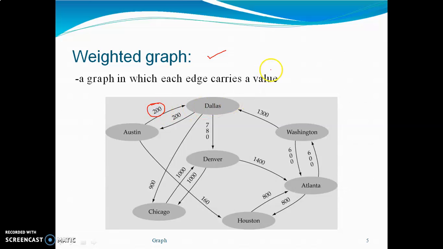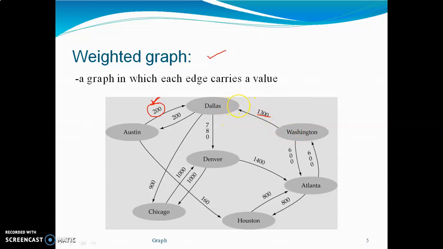This is generally used in distance graphs and cost graphs. There we write the distance or cost as the weight. From Austin to Dallas, the distance is 200 kilometers. And at the same time, from Dallas to Austin also it is 200 kilometers. And from Washington to Dallas, there is a path, and the distance is 1300. But there is no other edge from Dallas to Washington.